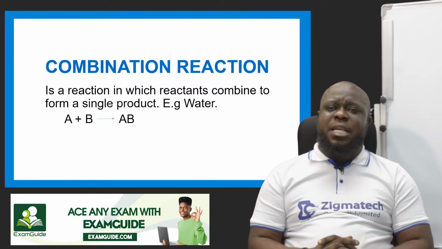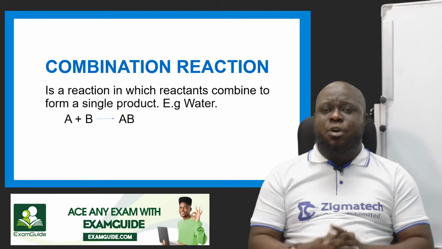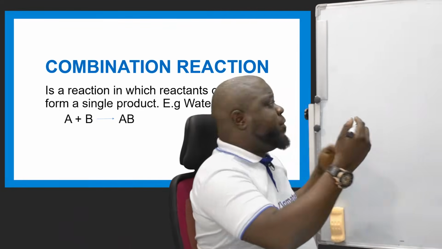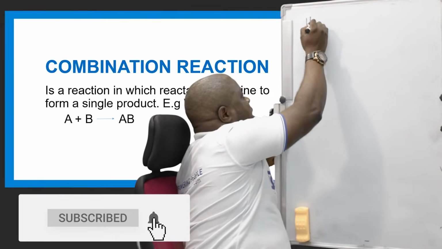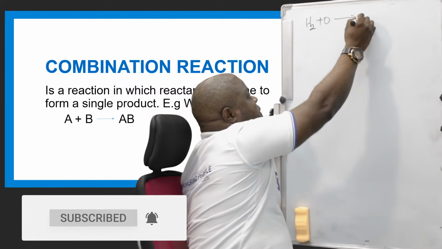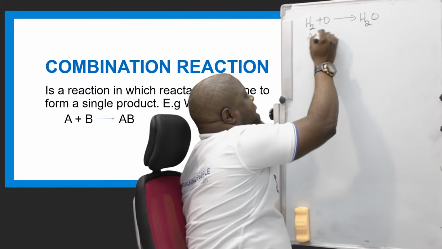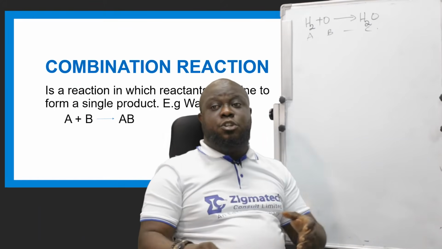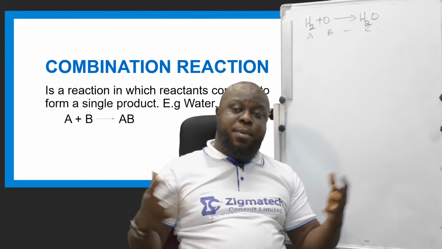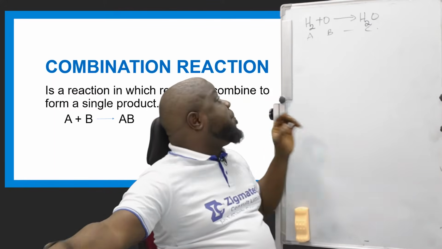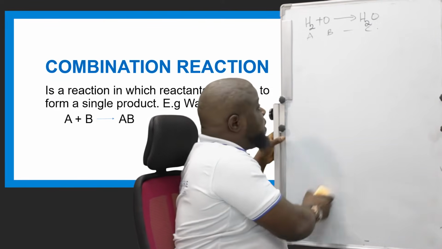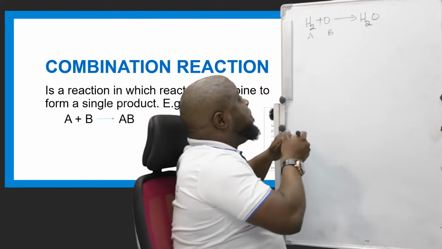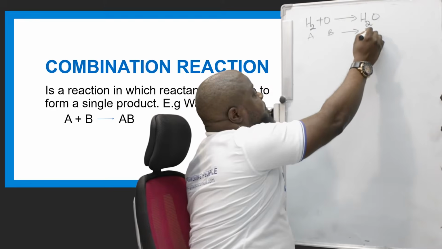Combination reaction is a reaction in which reactants combine to form a single product. We say A plus B gives you C, water. This is A, this is B, and this is C. It gives you water. It's just two elements coming together to form a product. So A plus B gives you AB. Sorry, A plus B gives you AB.